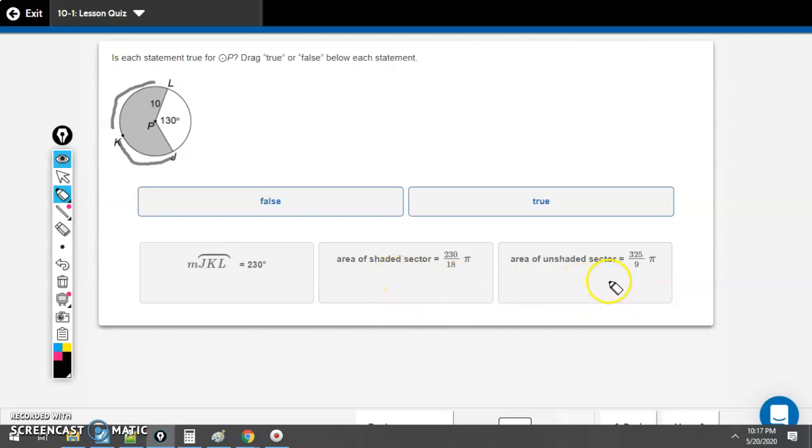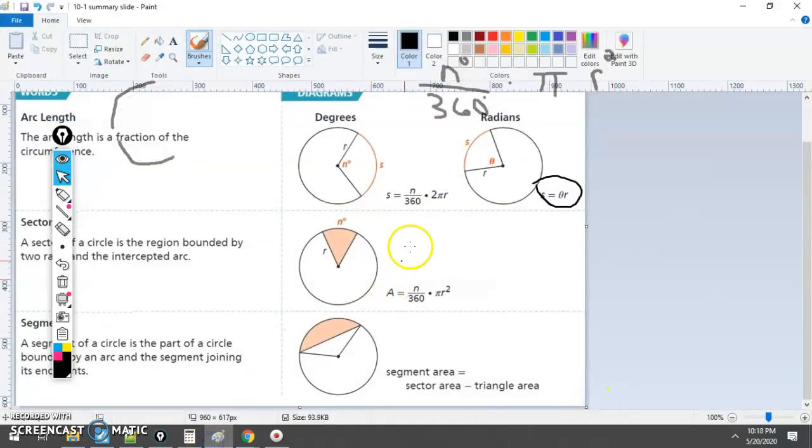Okay, area of a shaded sector. Okay, so remember the formula for a sector. It's N over 360. N is how many degrees it is out of the whole circle. So how many degrees is this shaded part out of the whole circle times pi times the radius squared. Okay, this is the formula for area of a circle. The last problem did the formula for circumference of a circle. All right, going over here, this is the area formula right here, and not this formula, which is dealing with arc length. Okay, so you're using this one in this particular problem here.